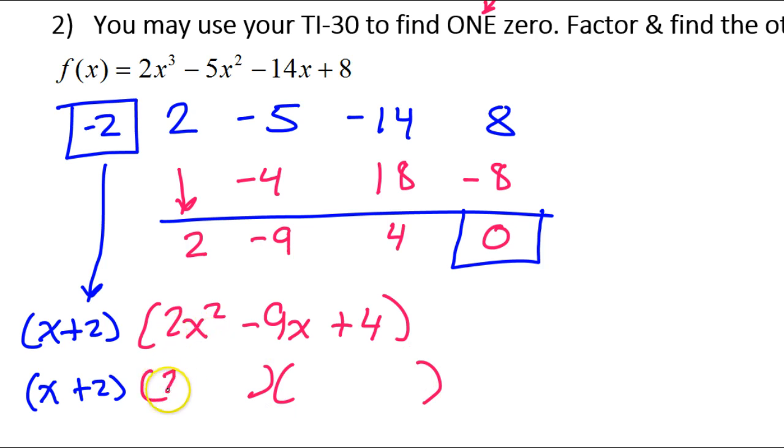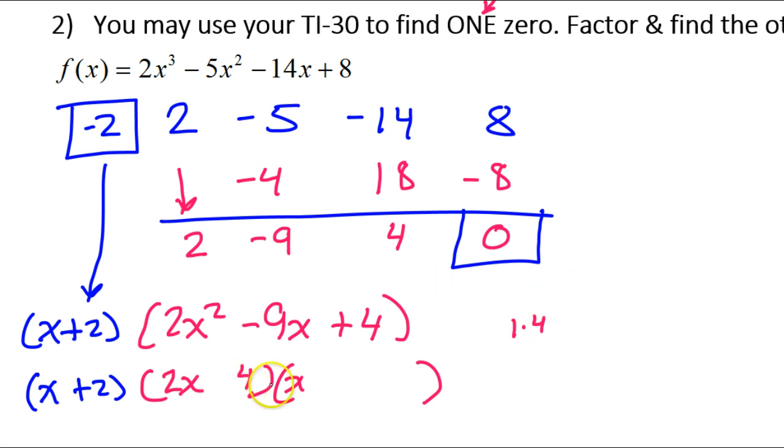2x squared is 2x times x. It's the only way to do that. Now 4 is either going to be 2 times 2 or 1 times 4. Now normally I would start with 2 times 2, but that causes a common factor to appear inside the parentheses. And if there's no common factor in the polynomial, there should be no common factor inside of the parentheses either. So I know that 2 times 2 is not going to work for that reason. So it must be 1 times 4.